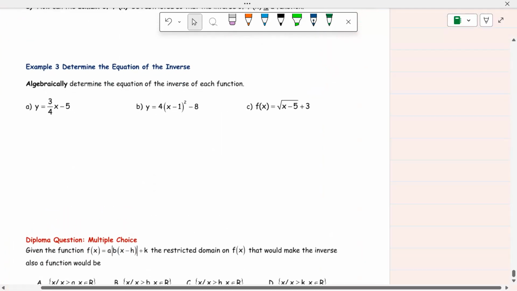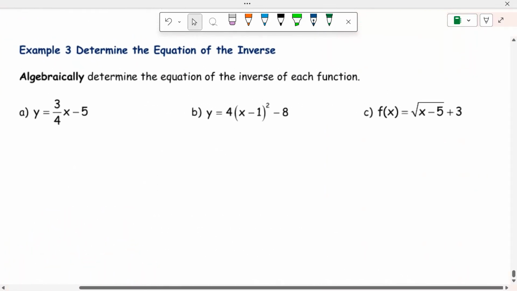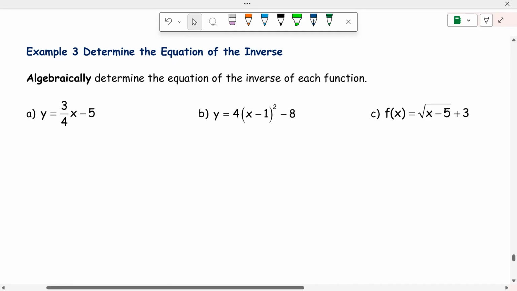I'm going to flip around a little bit. So I'm going to do A and B here because it's very algebraic. Then I'm going to do the graph. Then I'm going to come back to C. I know I'm all over the place, but I feel like that will help with understanding if I do this first. All right. So here it says algebraically determine the equation of the inverse of a function.